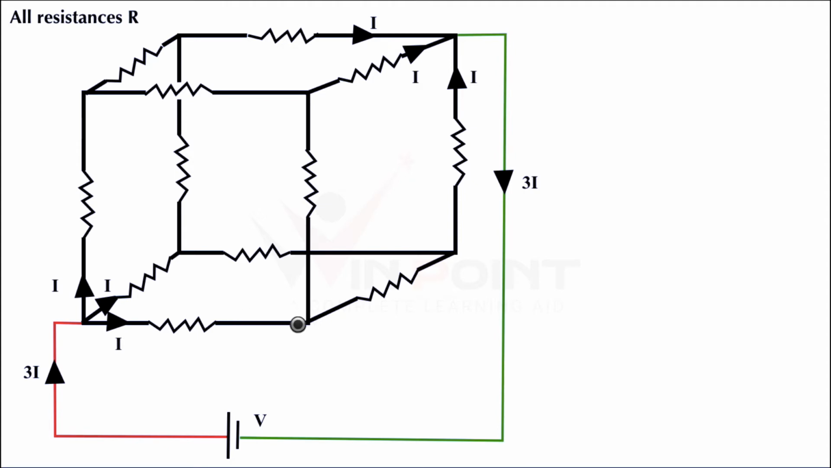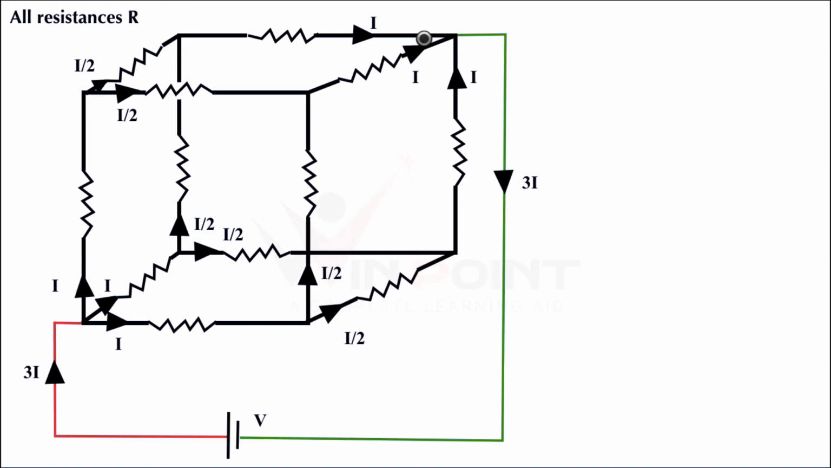From here this current is splitting into 2, right? So it will be I by 2 and I by 2. Similarly here also it is splitting into 2, so it will be I by 2 and I by 2, right? And here also the current is splitting. It will be I by 2, and the other is also I by 2.